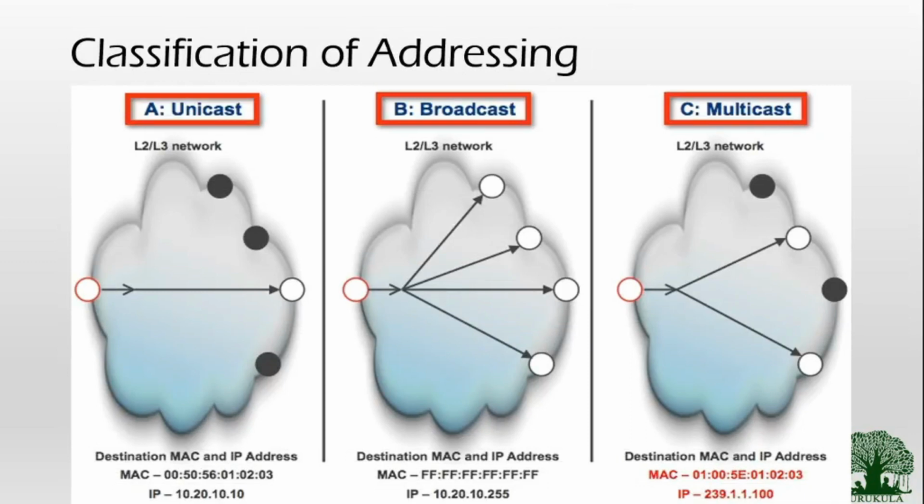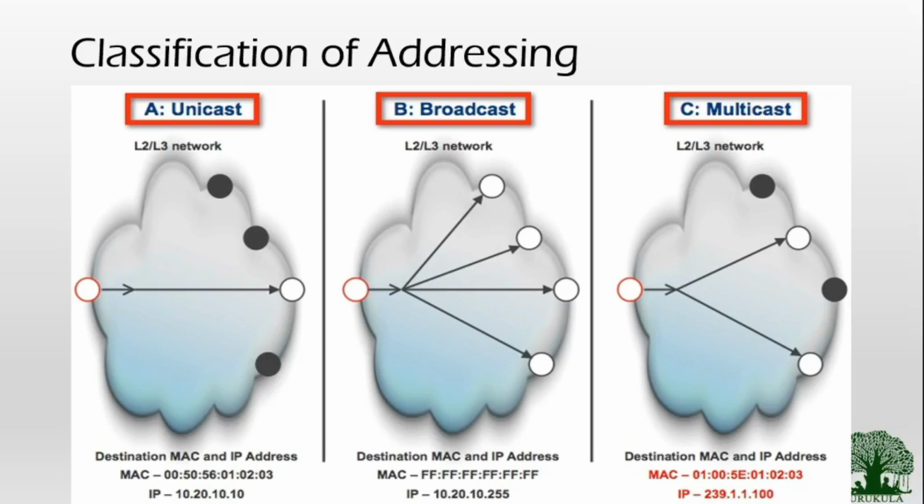Just to put it in a pictorial representation of the physical addressing, you can see that A represents the unicast. As you can see, the communication is happening from only one node to another one node. So it is almost similar to one-on-one communication. Coming to the next type of addressing, it is a broadcast, where you can clearly see that the node is trying to communicate with all other nodes present in that particular network. So that is what we call a broadcast network.